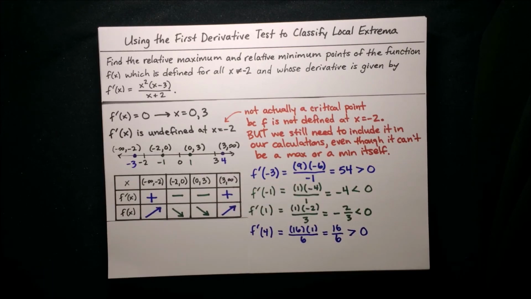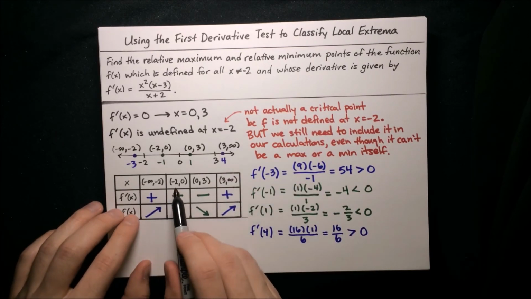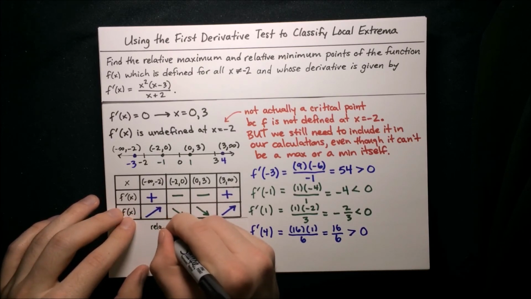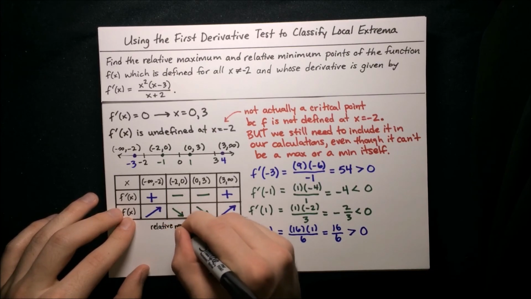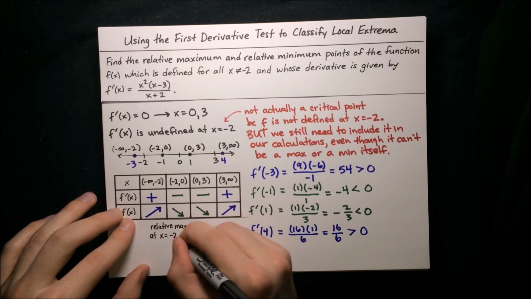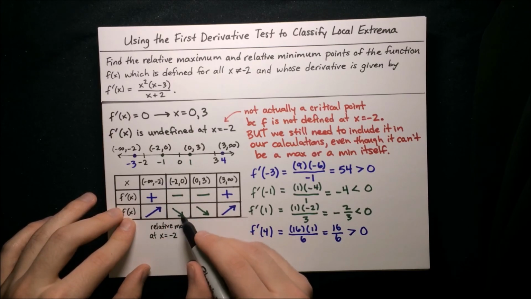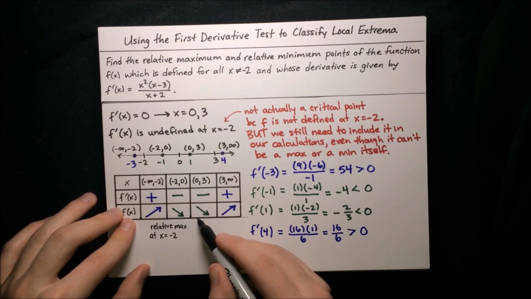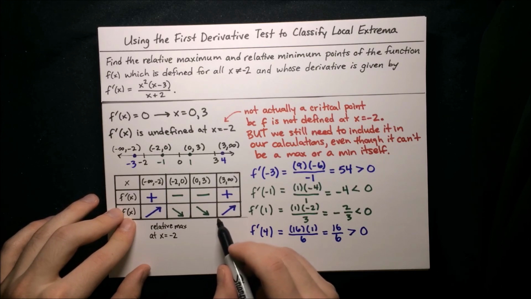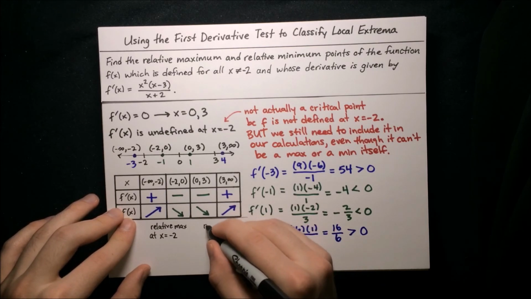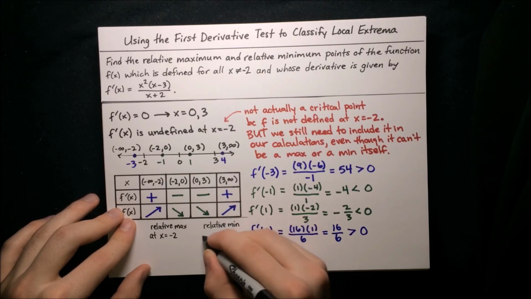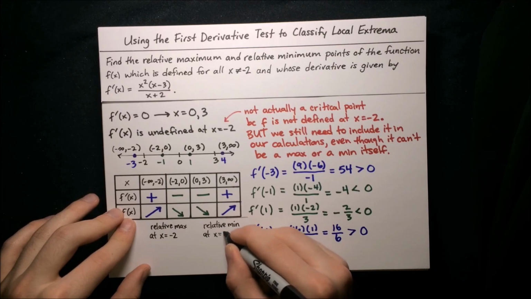So looking at our table, we see the function is increasing until -2, and then it's decreasing afterward. And that looks like we have a relative max at x equals -2. The function continues decreasing until x is 0, but then it's decreasing afterwards as well, so there's no max or min there, that's just a saddle point. But then it stops decreasing at x equals 3 and it starts increasing. So that's a relative min at x equals 3.